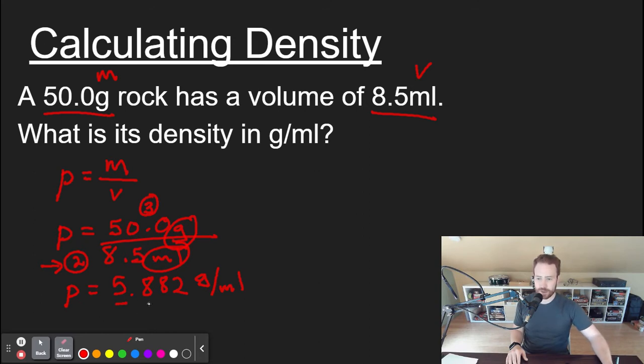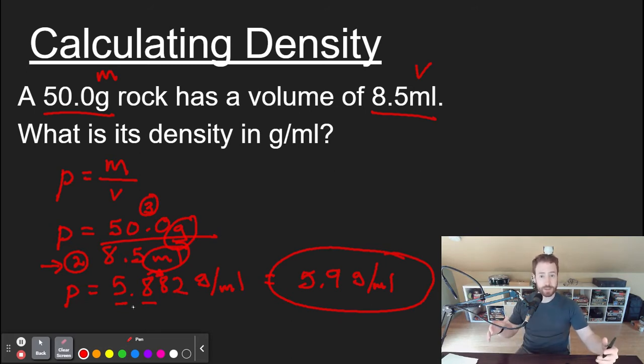So we can keep the 5, we can keep this 8. Then we have to look at the next number to see whether any rounding happens. The 8 is followed by another 8, so rounding does happen. And the actual answer, the way we should report this, is 5.9 grams per milliliter is the density of this rock. Obviously, 5.882 is a good answer because it's numerically correct, but 5.9 is the correct answer because it also has the correct amount of accuracy for this particular situation because of those sig figs.